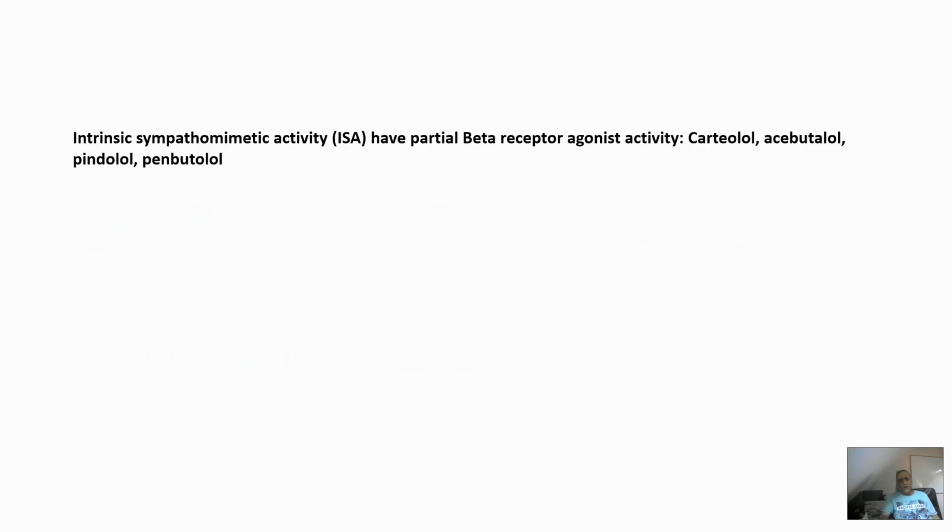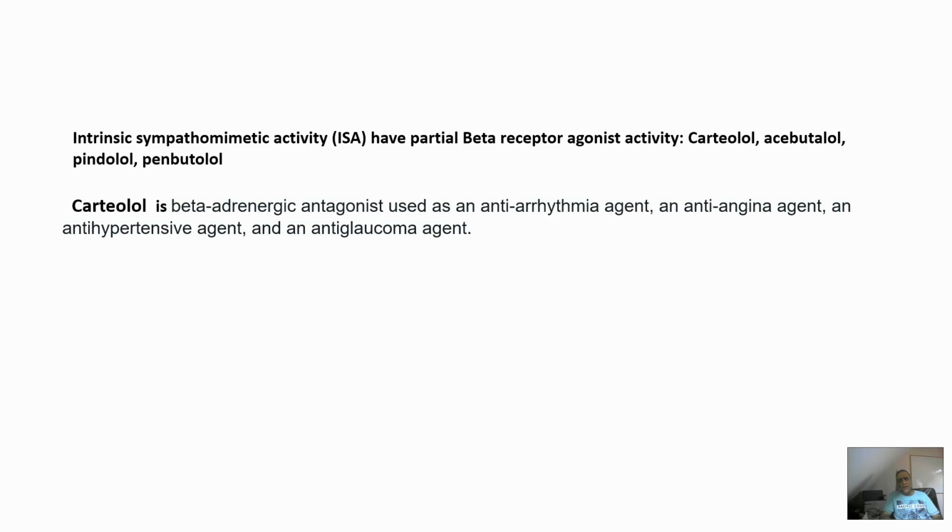As I mentioned before, the second drug which has an ISA effect is Carteolol. It is a beta-adrenergic antagonist used as an anti-arrhythmia agent and anti-angina agent, and also we can use it as an anti-hypertensive, and in drops we can use it as anti-glaucoma.